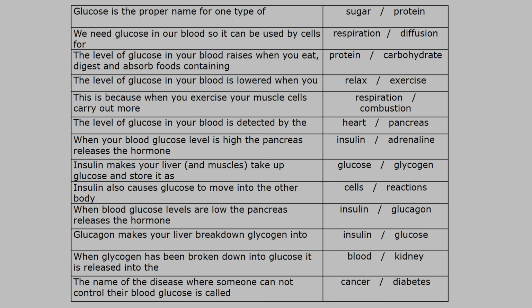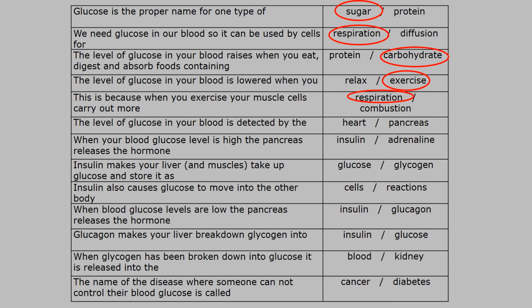Right, work your way through these statements. So glucose is the proper name for one type of sugar. We need glucose in our blood so that it can be used by cells for respiration. The level of glucose in your blood raises when you eat, digest and absorb foods containing carbohydrate. The level of glucose in your blood is lowered when you exercise. This is because when you exercise, your cells carry out more respiration.